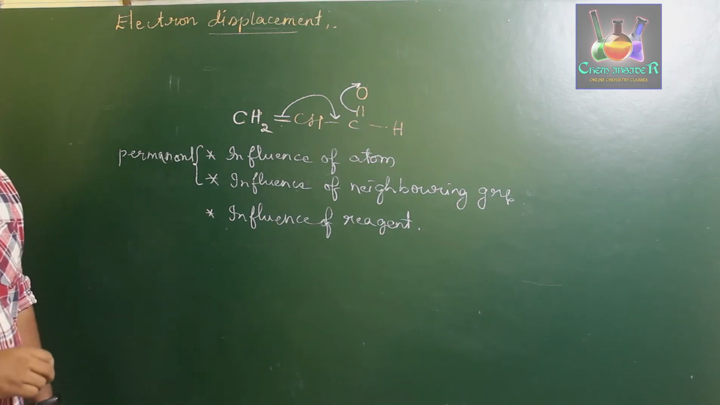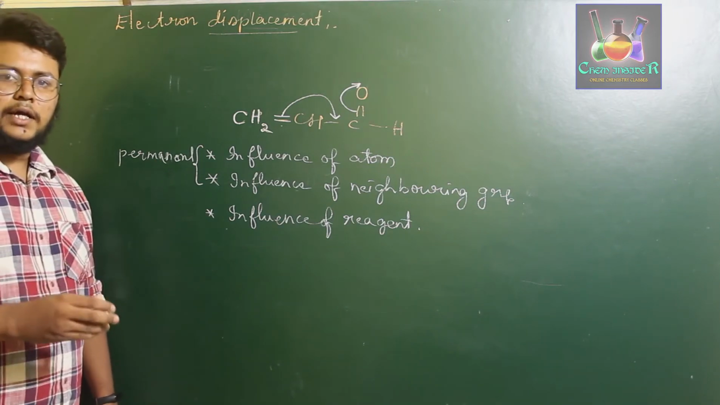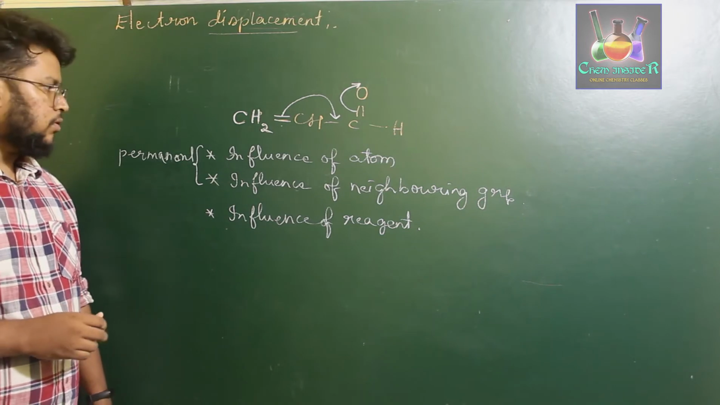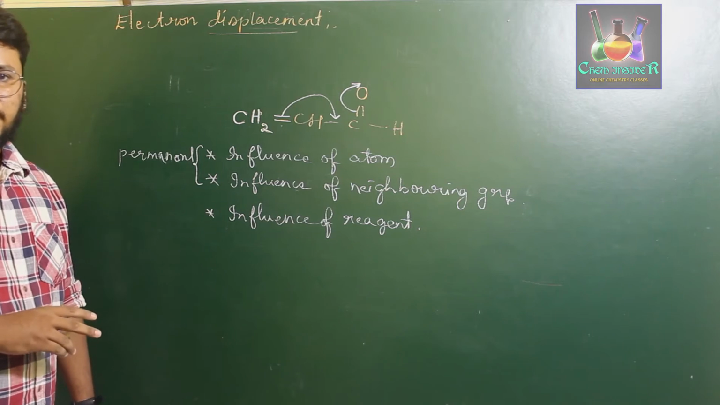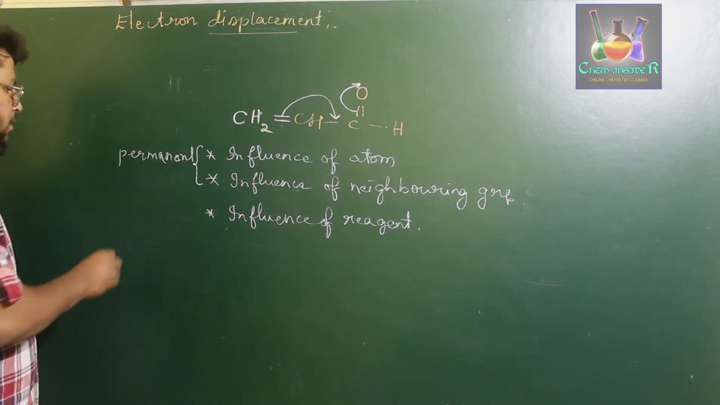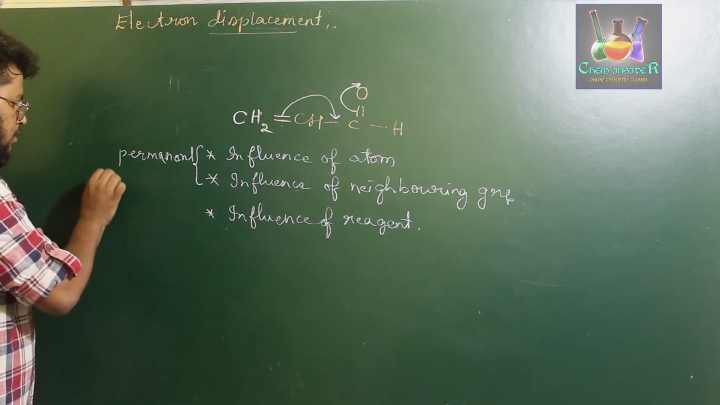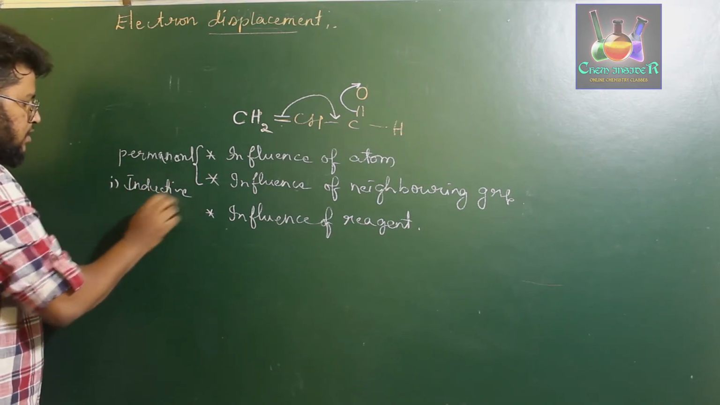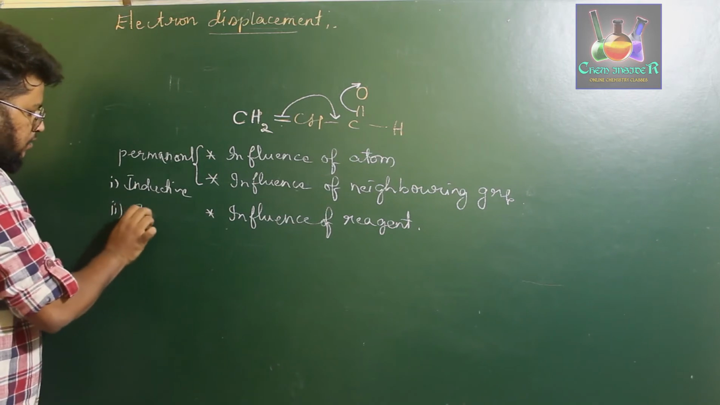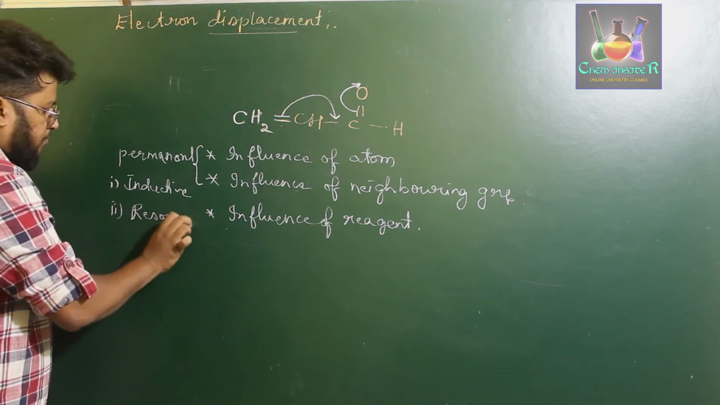It will be resulting in a permanent polarization of atoms attached to a particular bond. There are two types of permanent effect related to electron displacement. The first one is the inductive effect, and the second one is the resonance effect.